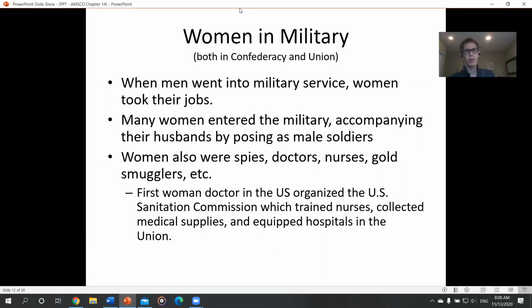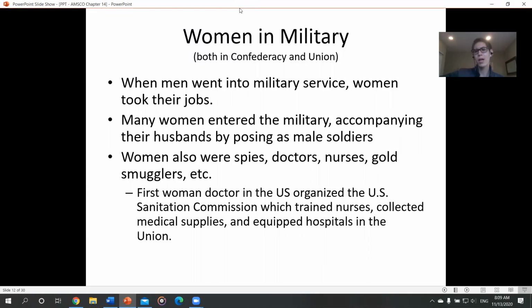Now, another interesting point about the Civil War is that women actually served in the war, both as soldiers and in factories. So when men went into military service, the women took their jobs. This is a common trend that we'll see in World War I and World War II as well. But many women entered the military as well. Sometimes they would pose as male soldiers. Sometimes they would go as doctors or nurses. Sometimes they would disguise themselves as men, kind of Mulan style.